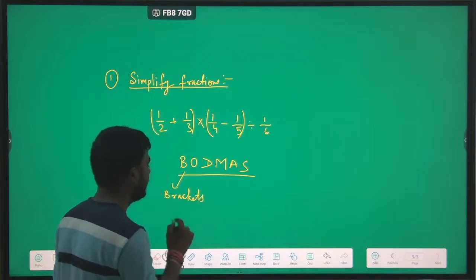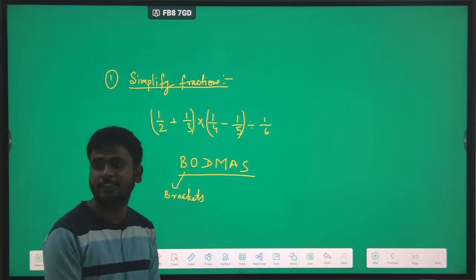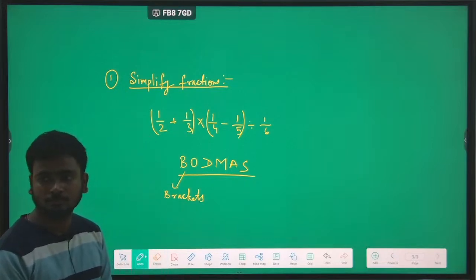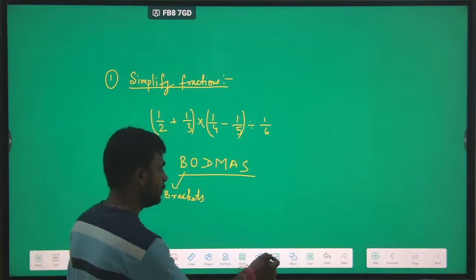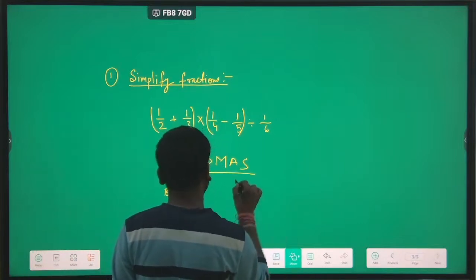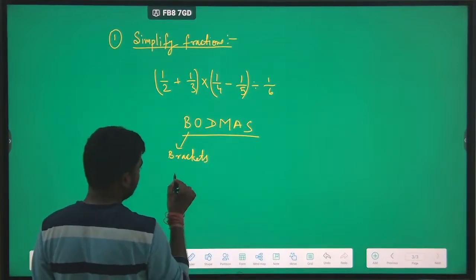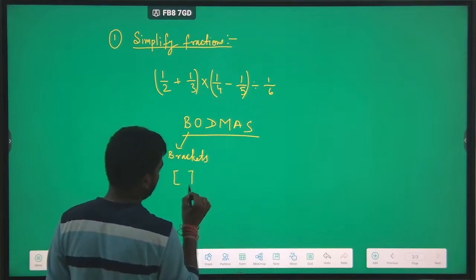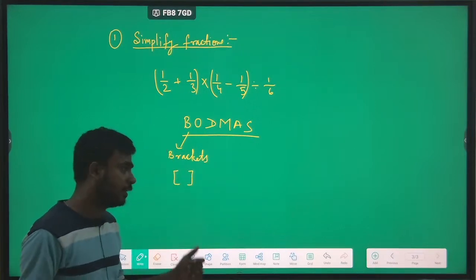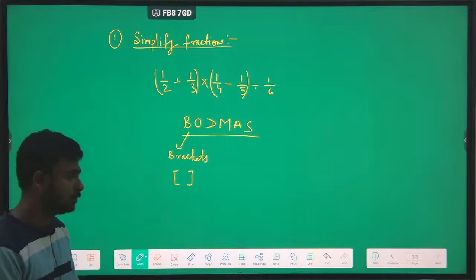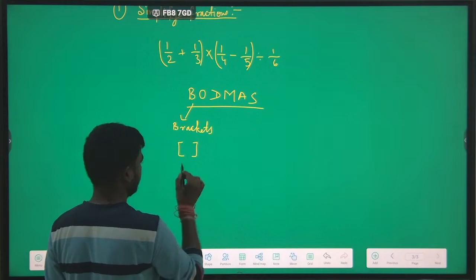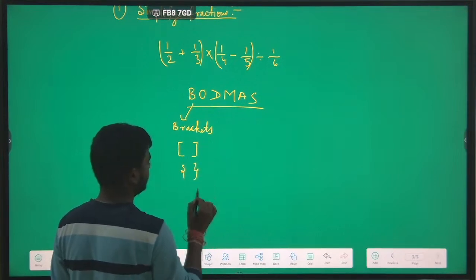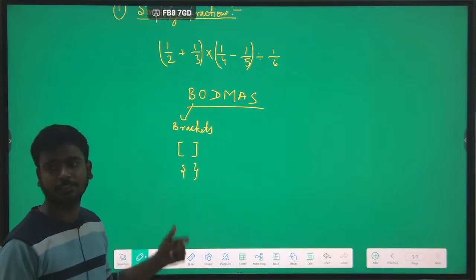Can anyone tell me about brackets? What are the different types of brackets? Do you know about certain types of brackets? So the first bracket is the square bracket. The second bracket is the curly bracket. These are called curly braces.